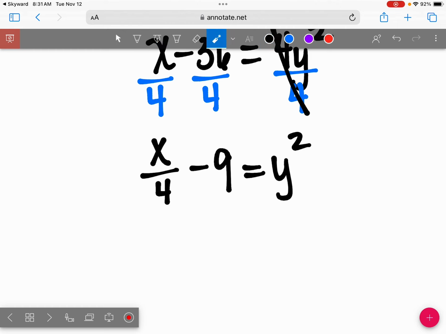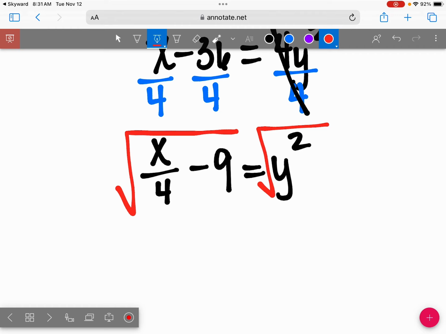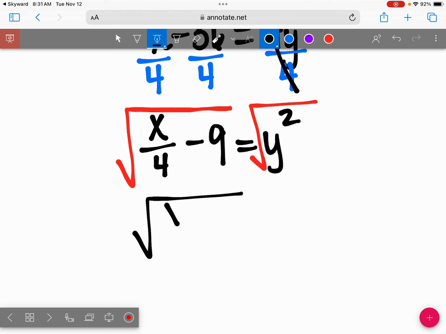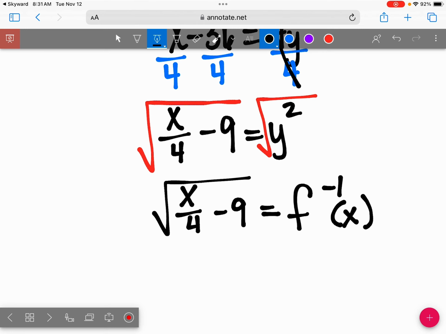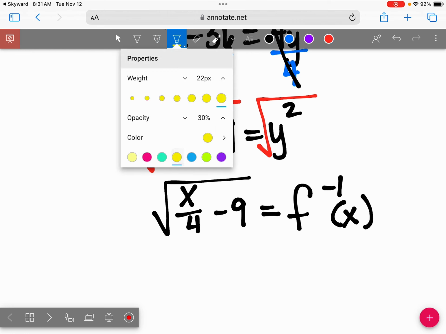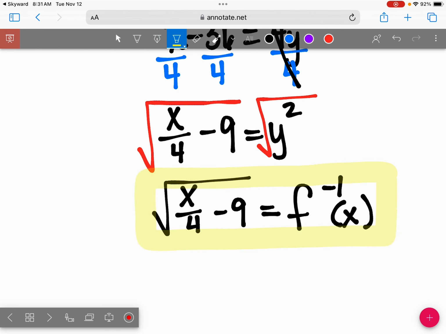So now the last thing we need to do is get rid of the square. And remember, the opposite of a square is a square root. So I'm going to take the square root of this side and this whole side and make one big roof. So what that gives me is the square root of x over 4 minus 9. And that's going to give me my inverse. Because we did everything to get that y by itself. So the answer we're left with at the end is our inverse. And that would be your final answer.